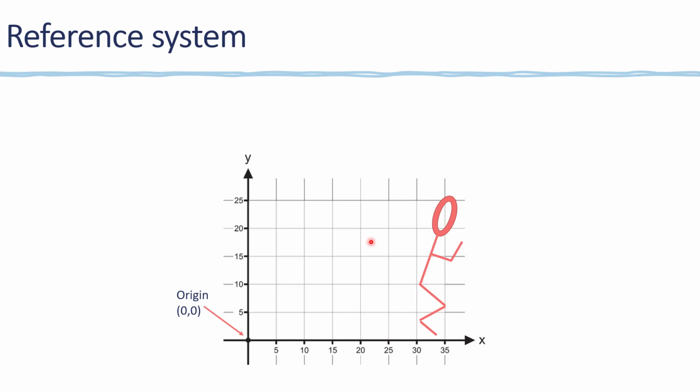Okay, what about now? What are the hip coordinates now? Hopefully you got it right. 30, 10. So 30 units in the x direction and 10 units in the y direction.